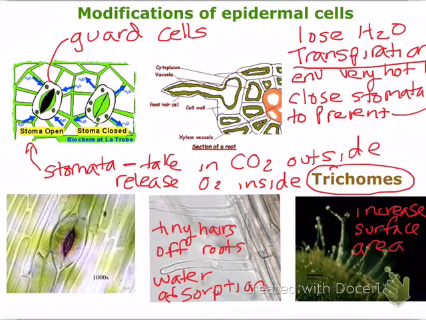So these are two features you should know about for the plants: that they have guard cells, which are part of the stomata, and that they have these trichomes, which increase the surface area and allow for more water absorption.